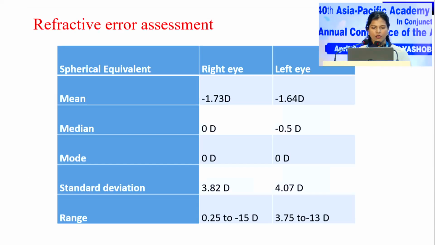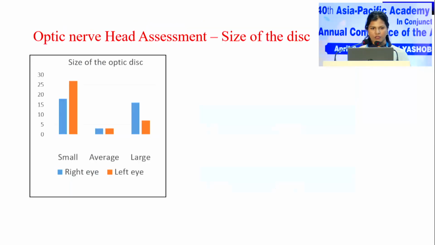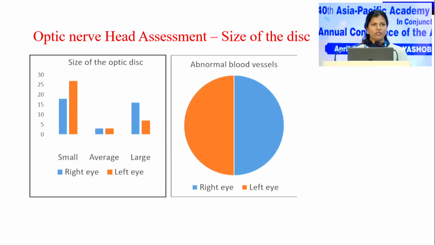Refractive error assessment showed more myopic refractive error, ranging from mild hyperopia to significant high myopia in these patients. When we did optic nerve assessment in terms of size, we noted that most of the patients had small disc size, and average and large disc size was noted in patients with unilateral optic nerve hypoplasia in the unaffected eye. Abnormal blood vessels like tortuosity of blood vessels and trifurcations of the blood vessels were noted in both the eyes.